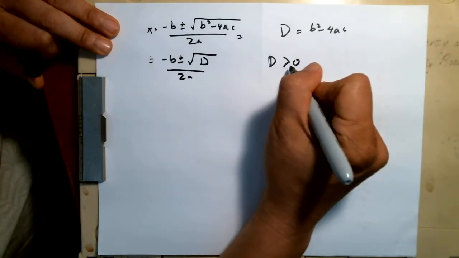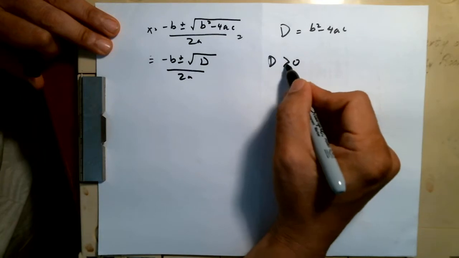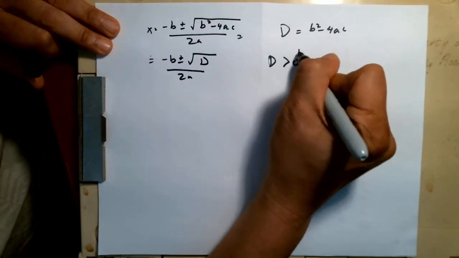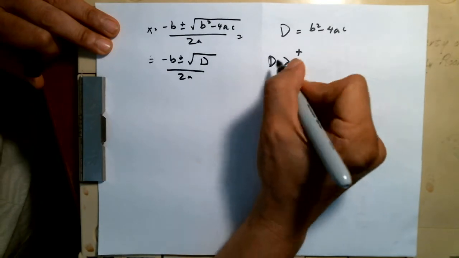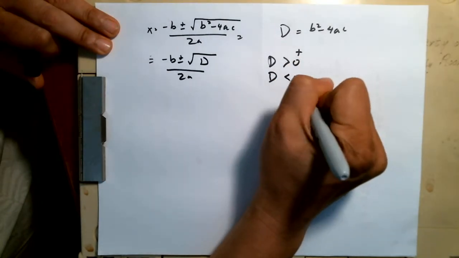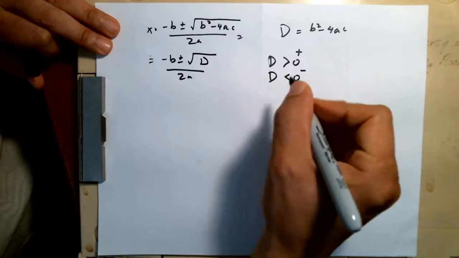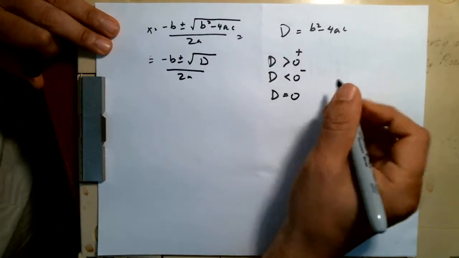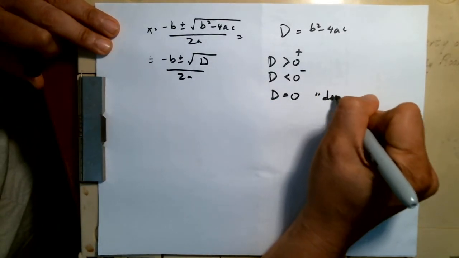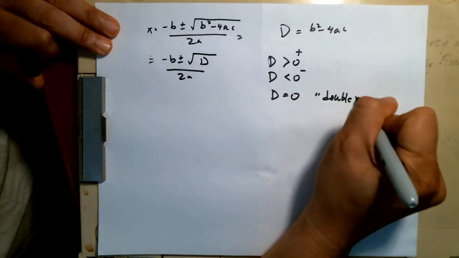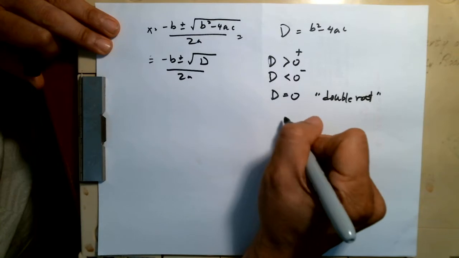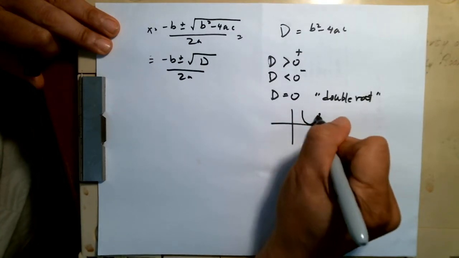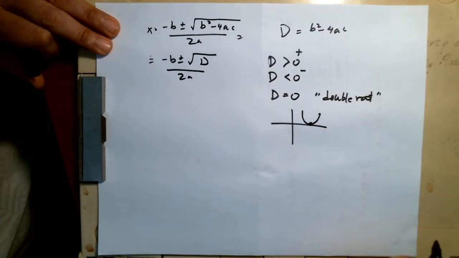What's another word for greater than 0? A number that is greater than 0 is just positive. So every time I say the words greater than 0, it means positive. Obviously, if D is less than 0, it's negative. If D is equal to 0, that means it's what's called a double root. That means that you're going to have a root something like this. It's going to hit the x-axis at one point. That's called a double root.